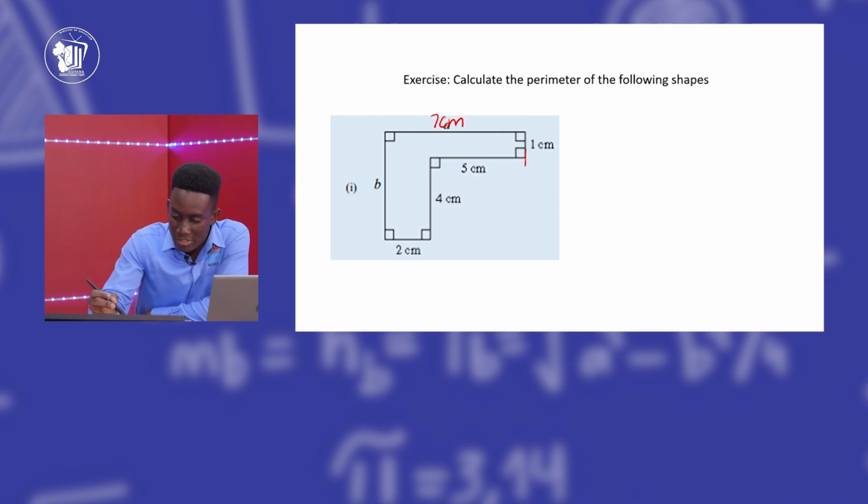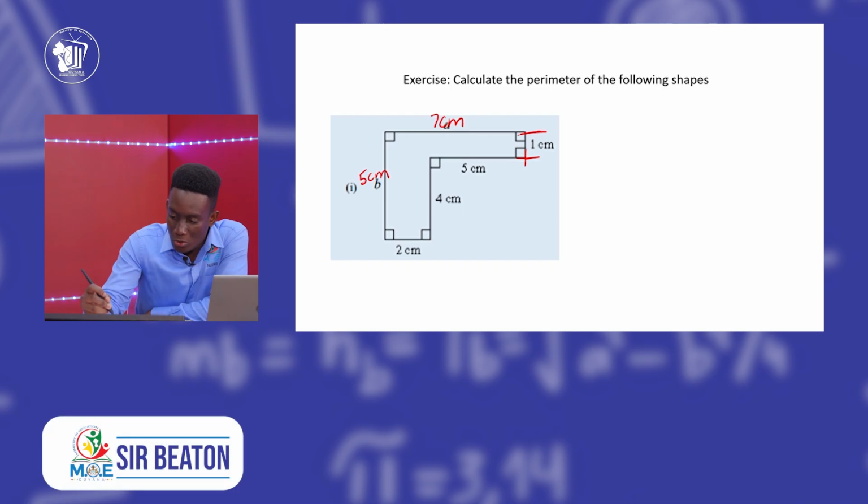And let's do something similar here. So we don't know the length of this side. So we know from here to here would be 4. That means from there to there would be 4 cm. And from here to here would be 1. That means from here to here will also be 1 cm. That means 4 and 1 would give us 5 cm. So we know this would be 5 cm. So we know all of those sides.